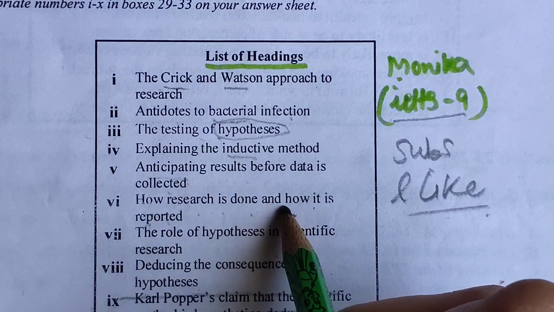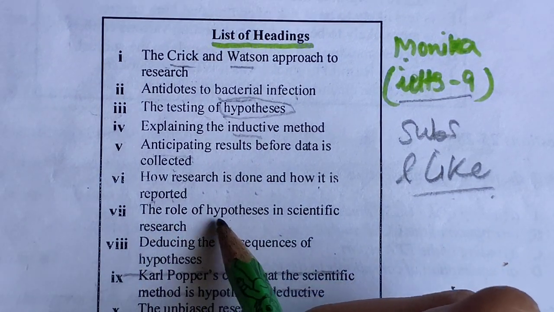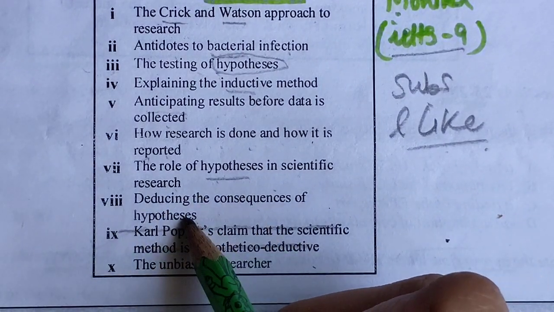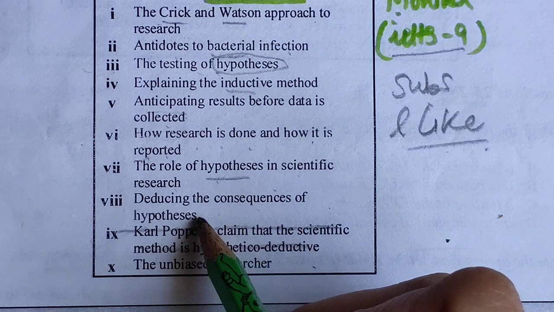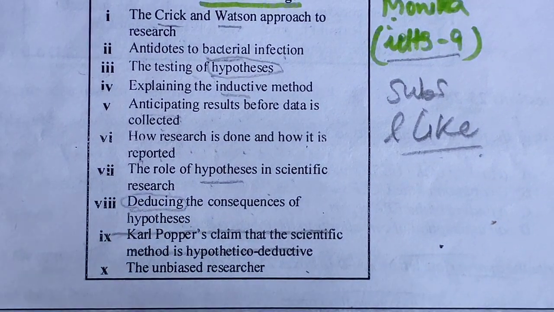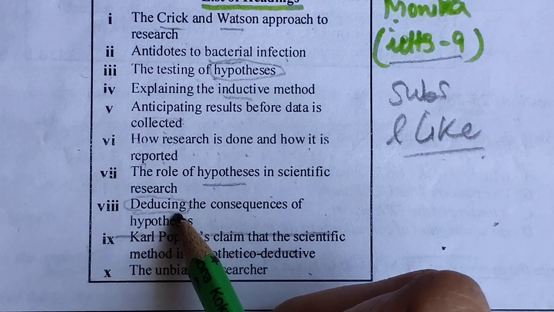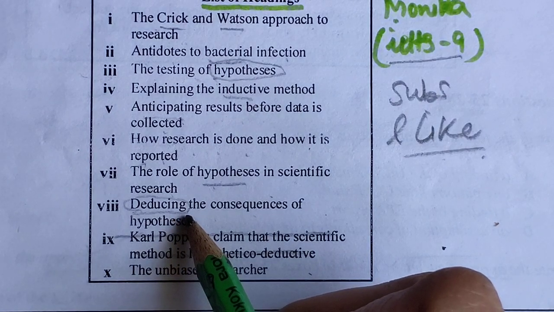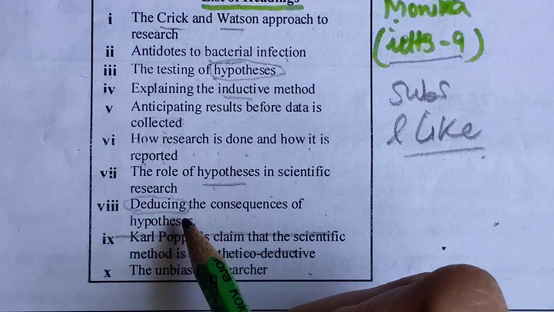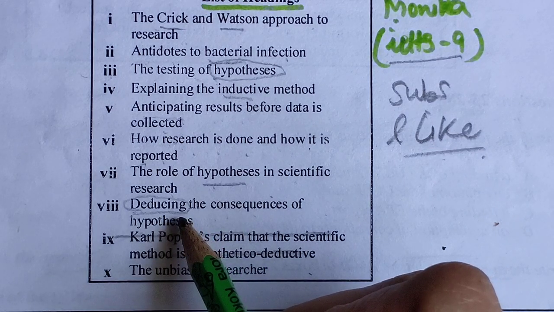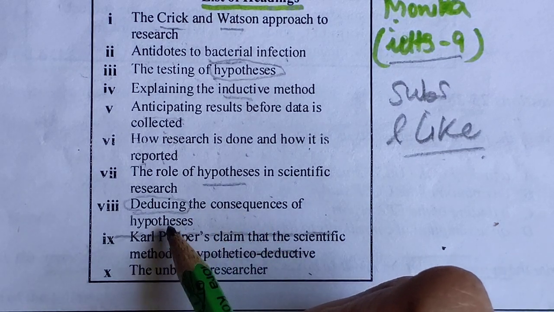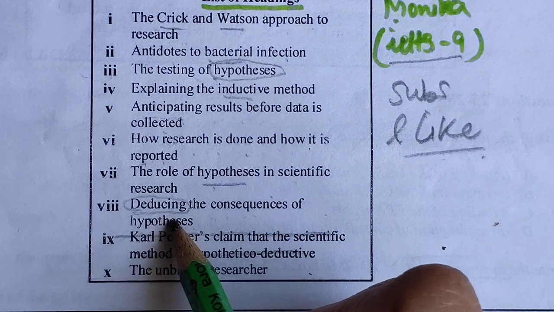So definitely this is understood. The role of hypothesis in scientific research, deducing the consequences of hypothesis. Okay, deducing. So what is the meaning of deducing? You should know it. Deducing is like guessing out, just bringing the assumptions. I think that kind of thing, the consequences of hypothesis. Otherwise you can find it from Google also.